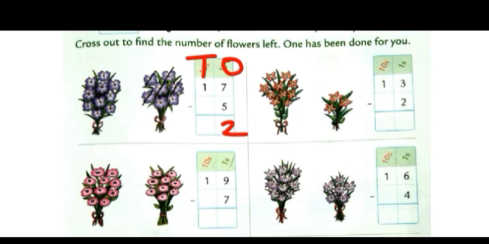Subtract the tens. And in the tens only 1 is there. So that 1 will be written as it is. That means total 12 flowers are left. Okay. See the next one.